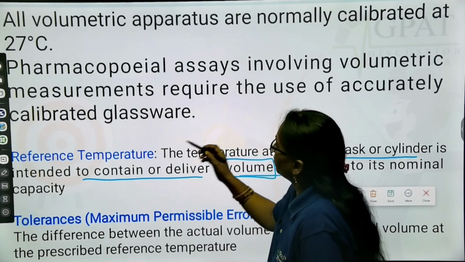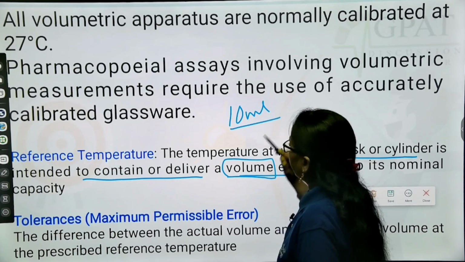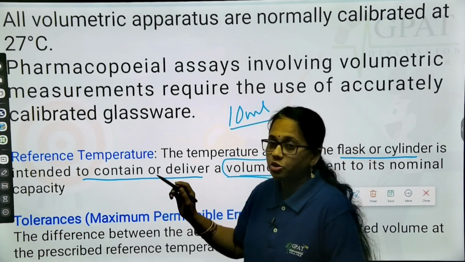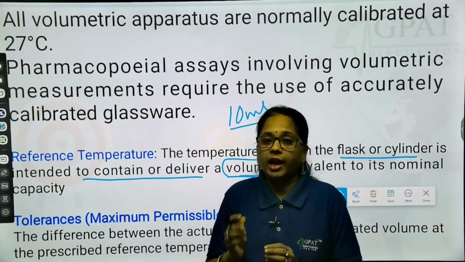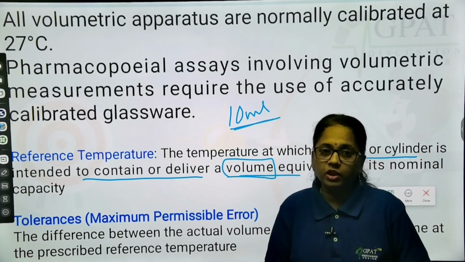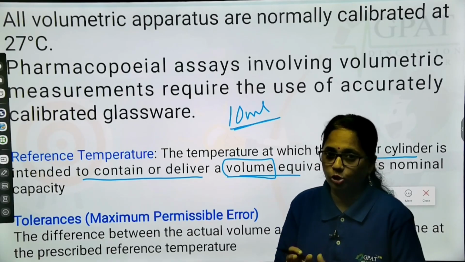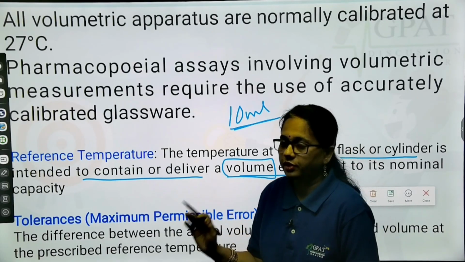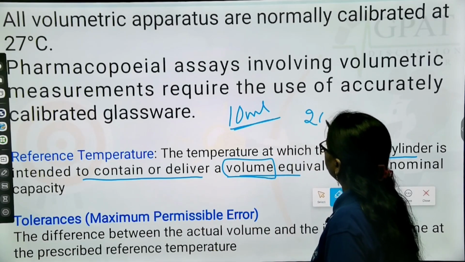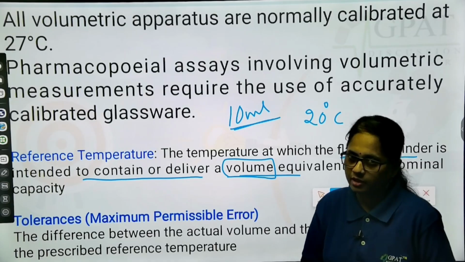If the nominal capacity of the flask is 10 ml, the reference temperature should be given in such a way that at that particular temperature it delivers exactly its 10 ml volume. That is called the reference temperature. For most borosilicate glass, you are going to see a reference temperature of 20 degrees centigrade, with plus or minus tolerance limits given.